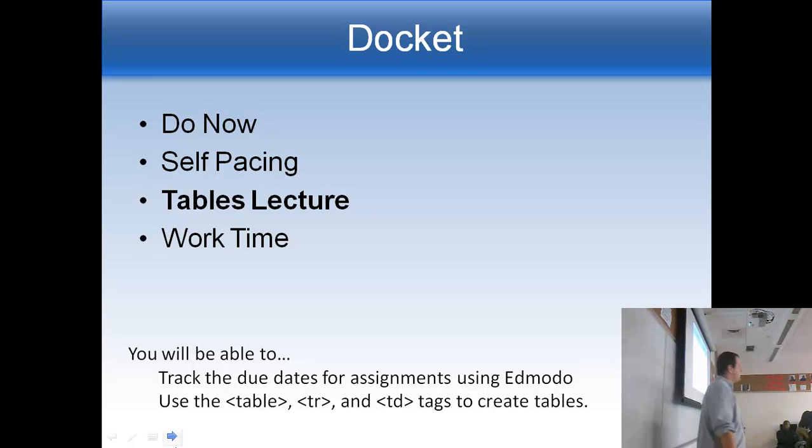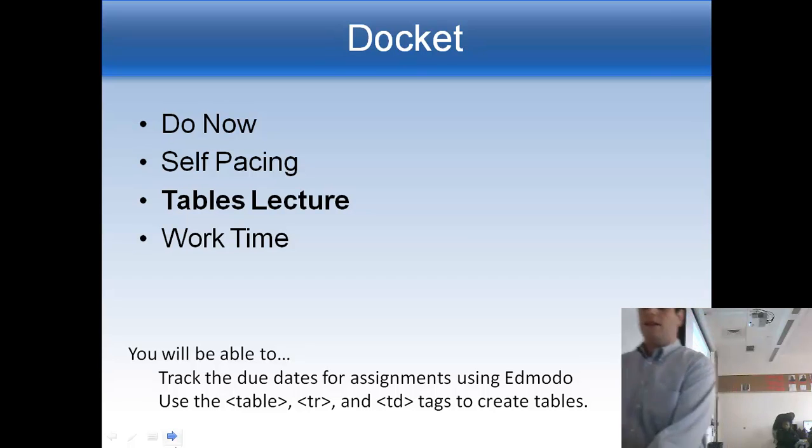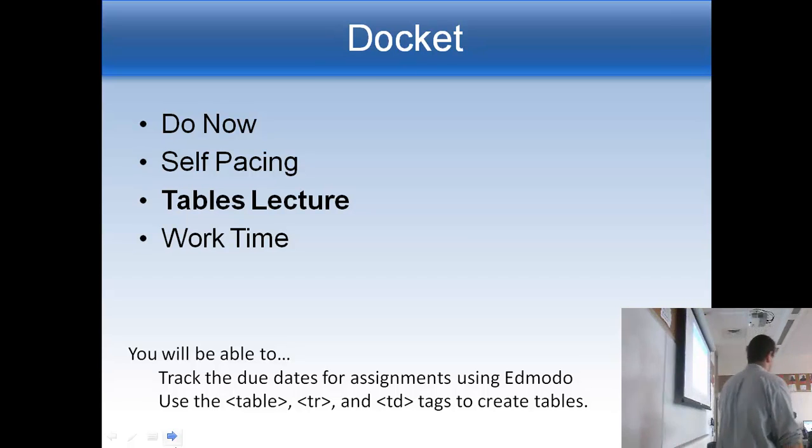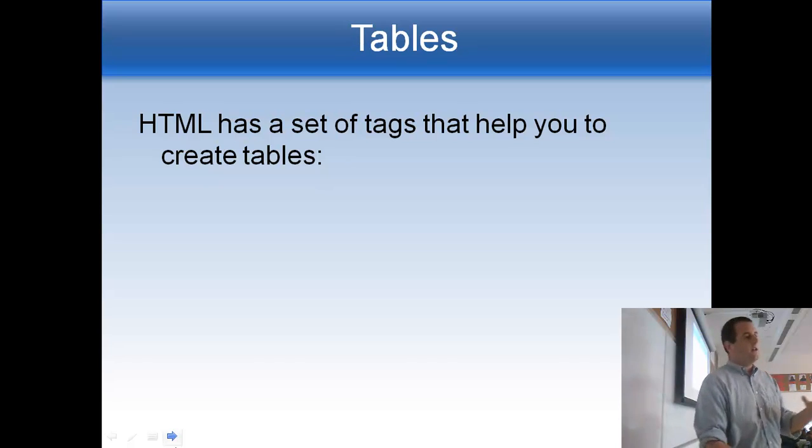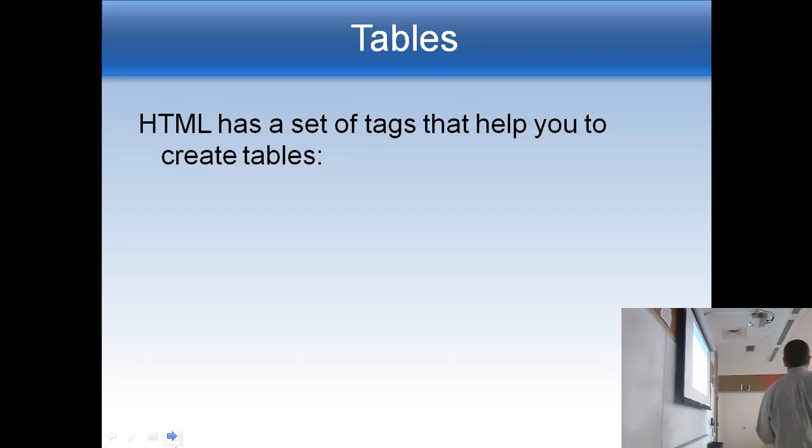Okay, so now we're going to be talking briefly about tables. It's an important piece of HTML code, and it's a little bit tricky. It's got a lot of parts to it, so make sure you're following along with me carefully. HTML has a set of 3 different tags. There's actually more, but 3 main tags that are going to help us to make a table that looks nice and isn't just a bunch of junk.